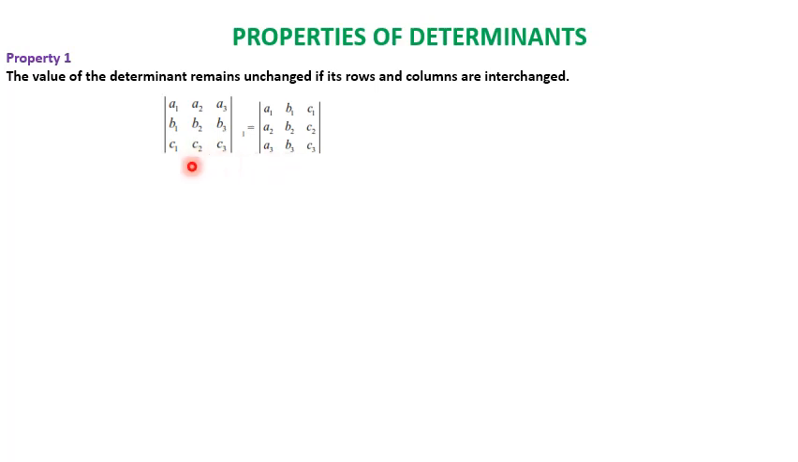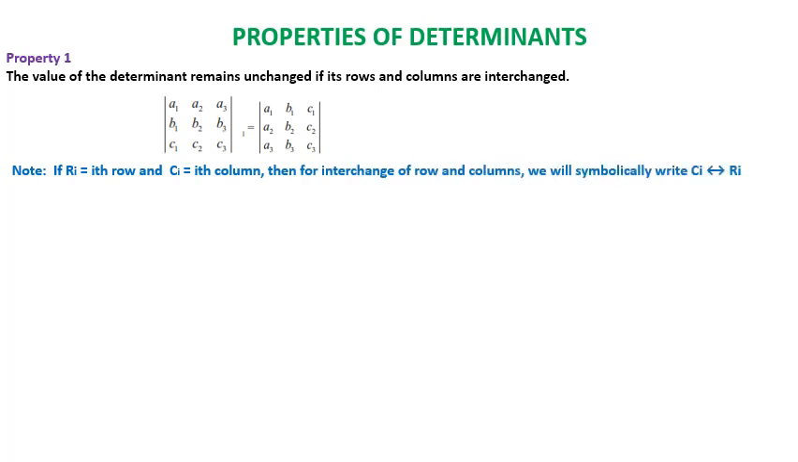If you calculate the value of this determinant by expanding along the row or column, that will be same as the value of this determinant when you expand it in rows or column wise. Please note that if Ri is the ith row and Ci is the ith column, then for interchange of rows and columns, we will symbolically write Ci interchange Ri. This is the way of writing interchanging of rows and columns. Ci interchange to Ri.